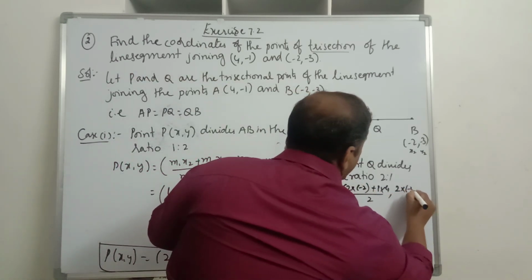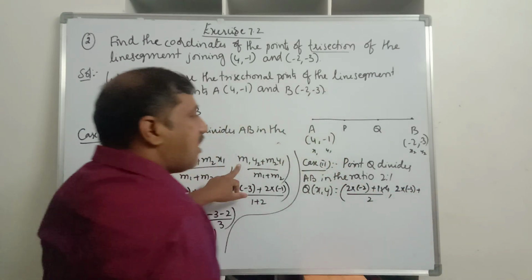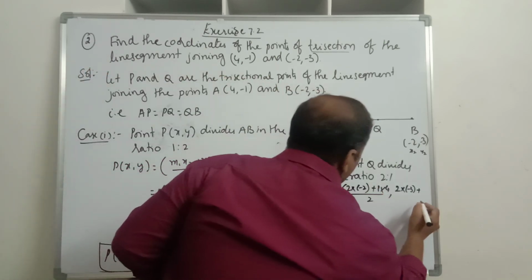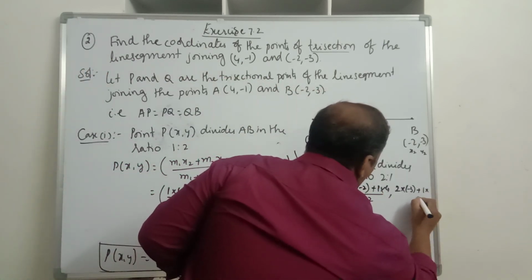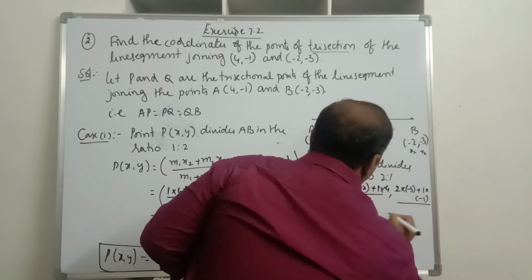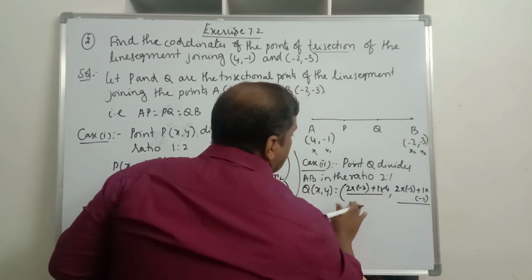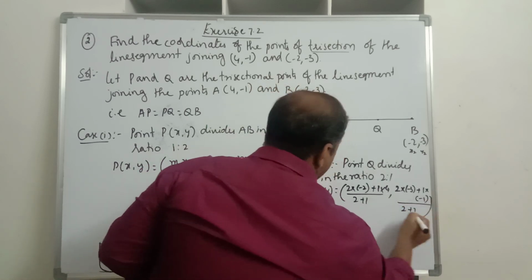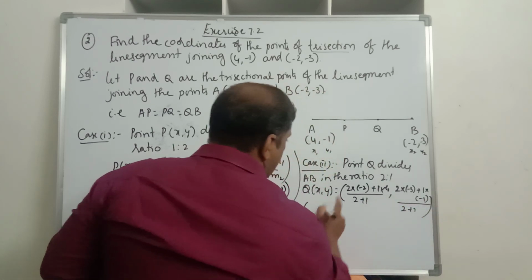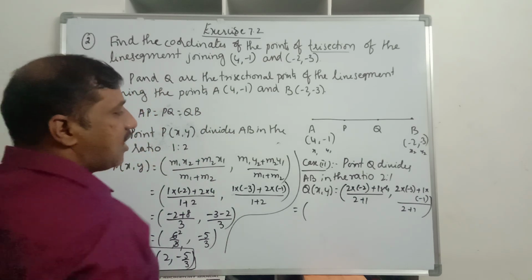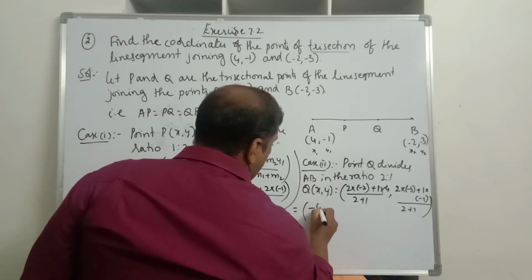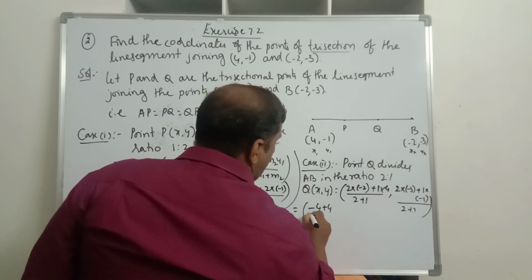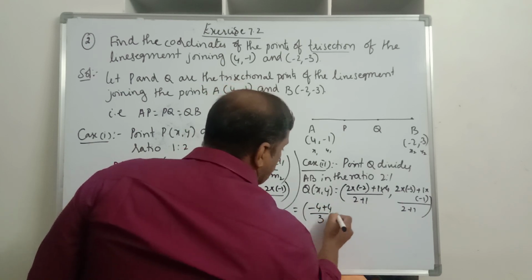Plus m2 is equal to what it is? 1 into y1 is equal to minus 1, that is 1 into minus 1 divided by what it is? m1 plus m2 it is 2 plus 1, and here also 2 plus 1 we will get it. Now simplify this, plus into minus minus, 2 into 2 it is 4 minus 4, plus into plus is plus, 1 into 4 it is 4 plus 4 divided by 2 plus 1 is equal to 3.